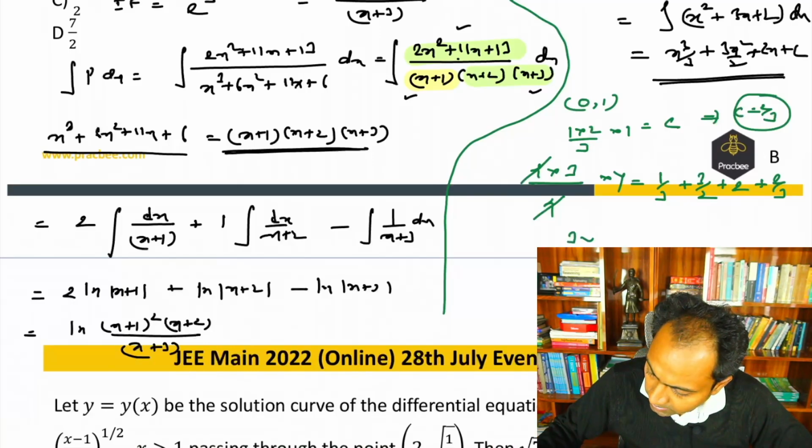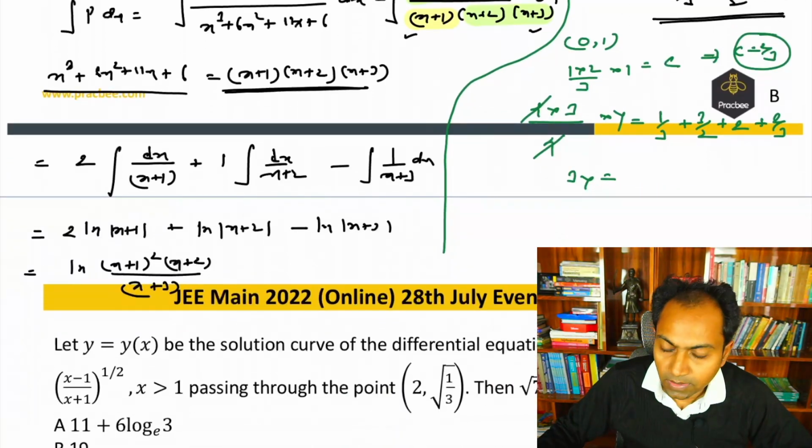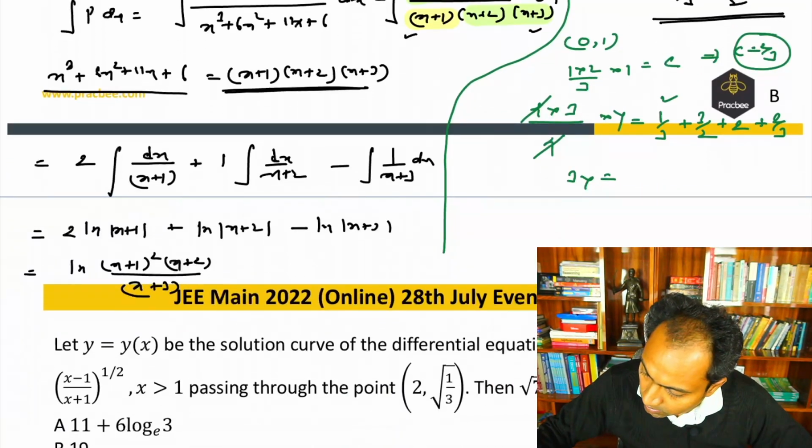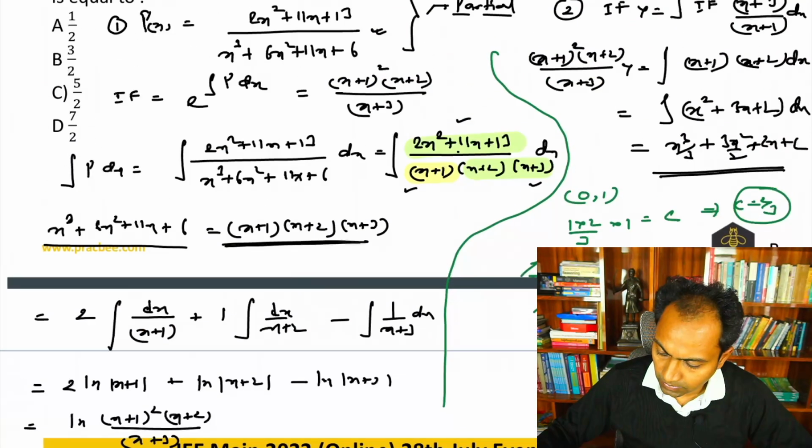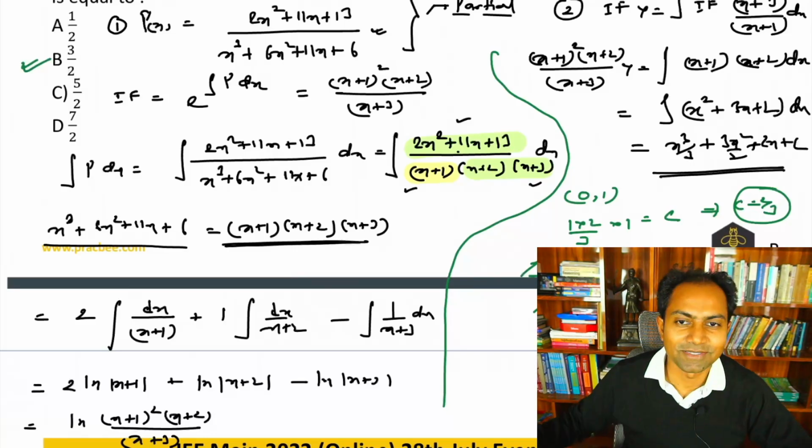And this is 3y is equal to 2 by 3 plus 1 by 3 will become 1 plus 2 plus 3 by 2. So this is nothing but 3 plus 3 by 2. That will be nothing but 9 by 2. So y comes out to be 3 by 2. Now let us check the options. The B option comes out to be the correct answer.